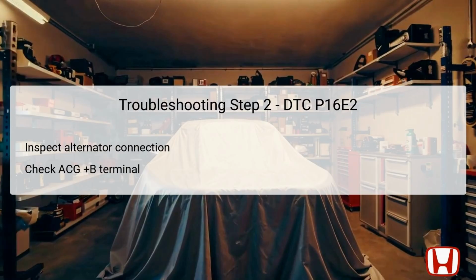This step often resolves the DTC and is a straightforward check that should not be overlooked. Next, the third troubleshooting step requires an inspection of the alternator's functionality. This involves conducting tests to ensure the alternator is performing its intended role of generating electrical power effectively. If the alternator's internal circuit is faulty, it may fail to send appropriate voltage back to the PCM, leading to the DTC P16E2 code being stored.